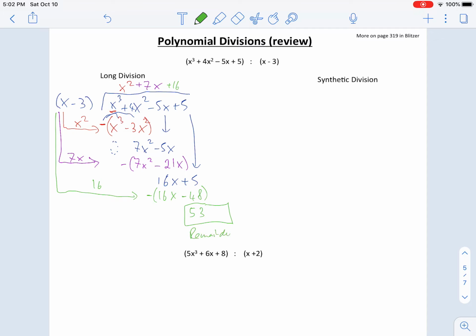Okay, so the remainder is 53, or a more sophisticated way of writing it is your final answer here is going to be x squared plus 7x plus 16 plus 53 over, well, x minus 3, because this over here is the part that you couldn't divide until you know what x is. So there is your answer.